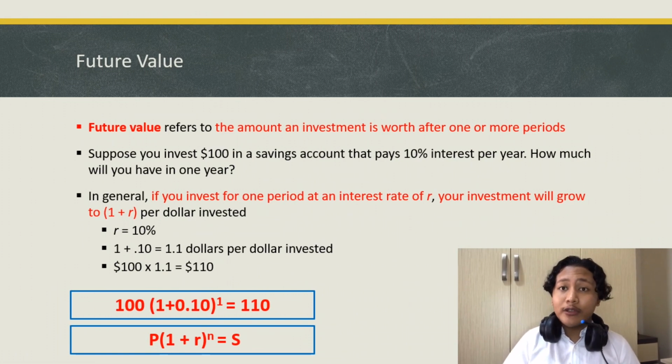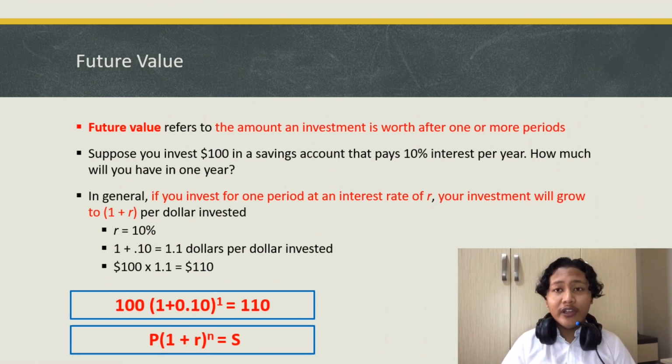The next one, we need to understand the meaning of the future value. What is actually future value? Future value refers to the amount an investment is worth after one or more periods. For example, we give you the simplest question.